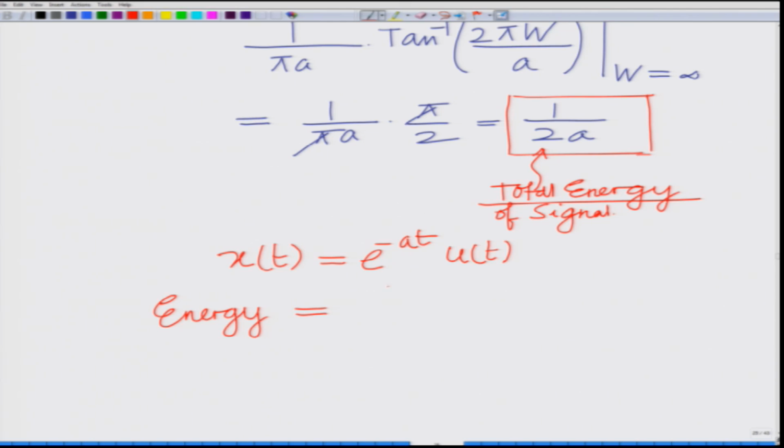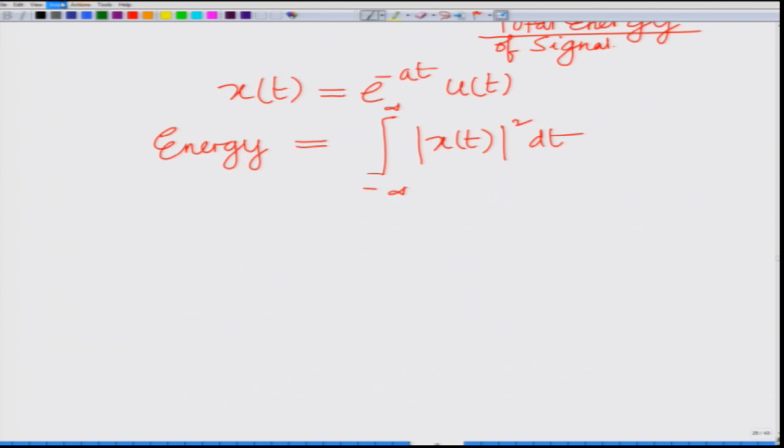Its energy is the integral from minus infinity to infinity of |x(t)|² dt, that is magnitude x(t) squared dt. This is from our definition of energy. Now, remember, this function is non-zero only for t greater than or equal to 0.